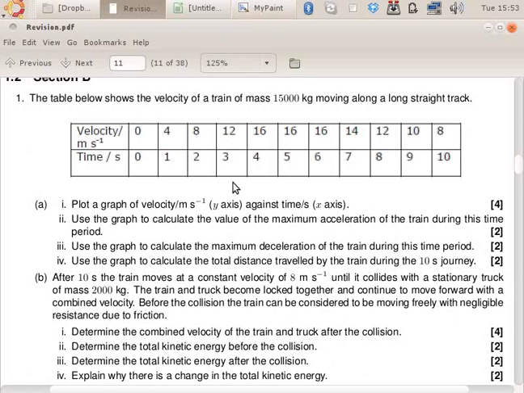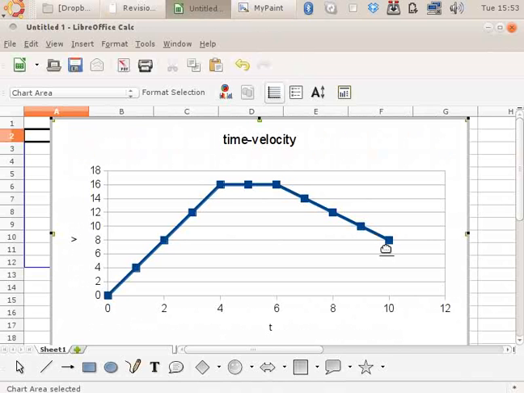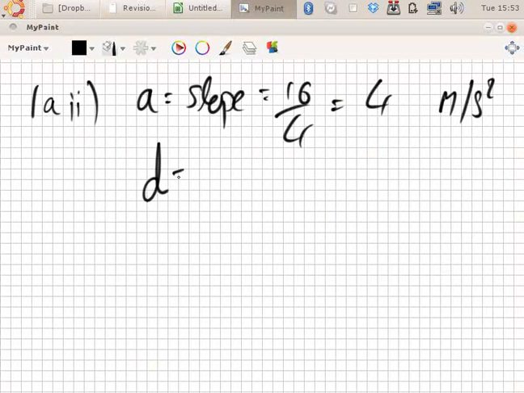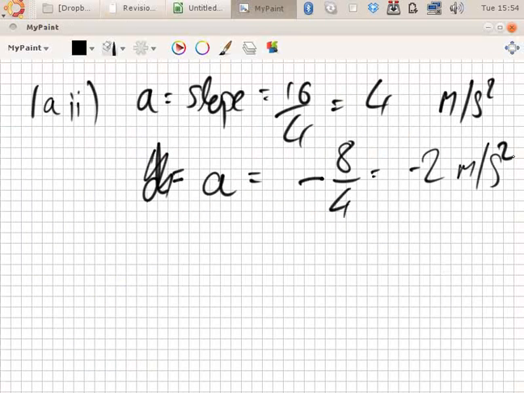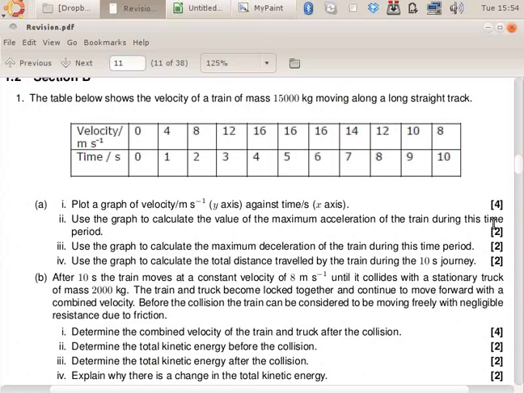6 marks so far. Use your graph to calculate the deceleration. So what's the deceleration? That's this one here. You need to be a little bit more careful. What's the height? It is 8, because it's from here to here. And what's the base? 4. So now the deceleration, or if you want to call it the acceleration, would be minus 8 over 4. So that's minus 2. So 8 marks.